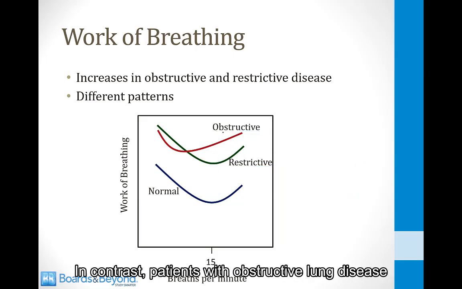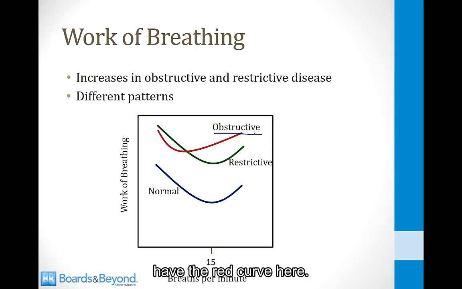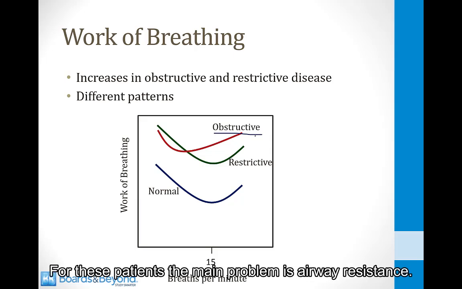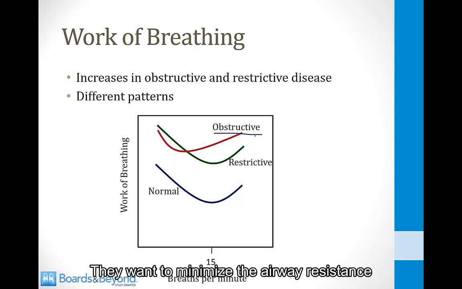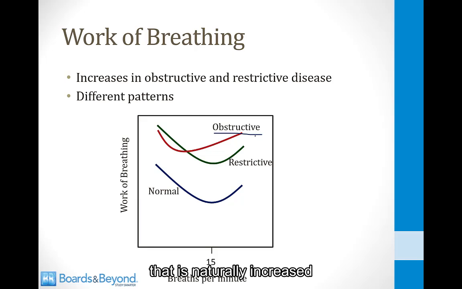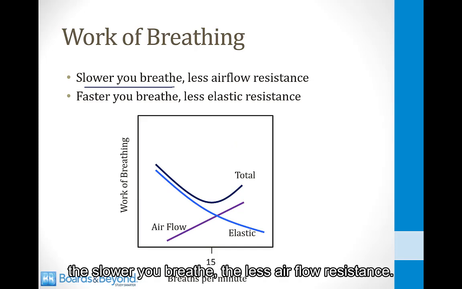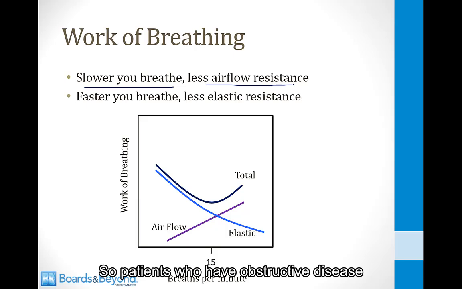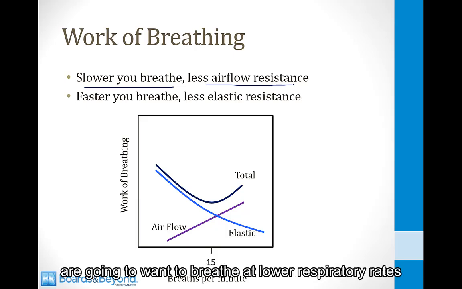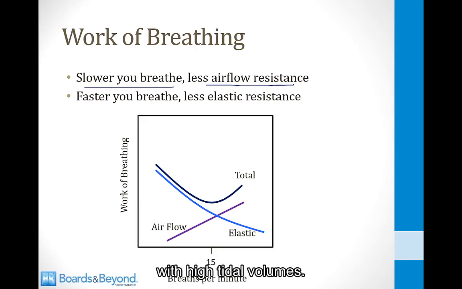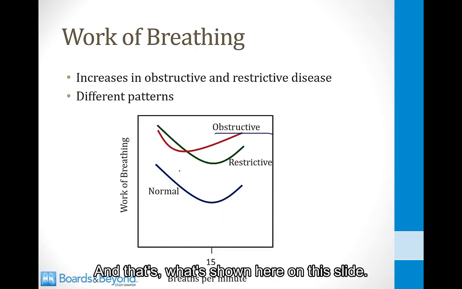In contrast, patients with obstructive lung disease have the red curve here. For these patients, the main problem is airway resistance. They want to minimize the airway resistance that is naturally increased because they have obstructive lung disease. So going back to this slide, the slower you breathe, the less airflow resistance. So patients who have obstructive disease are going to want to breathe at lower respiratory rates with high tidal volumes.